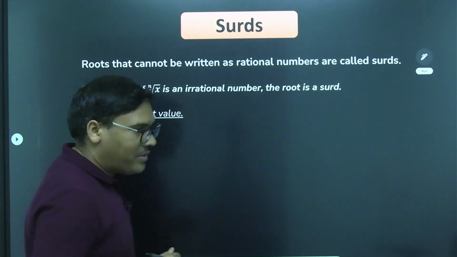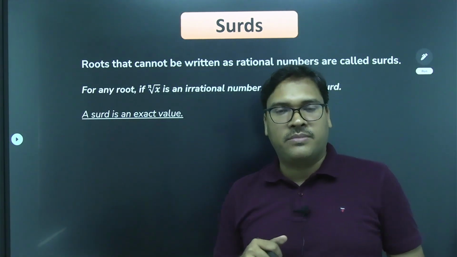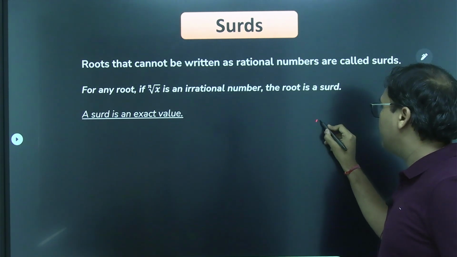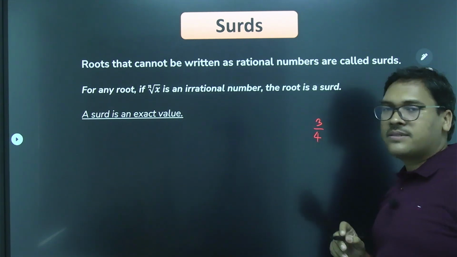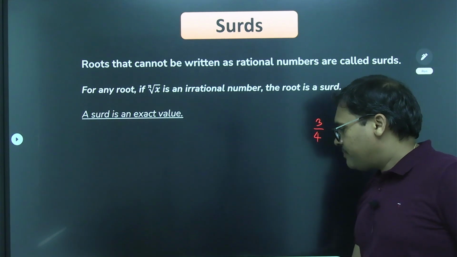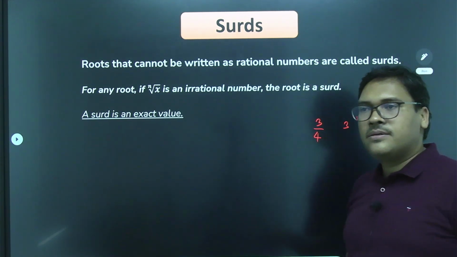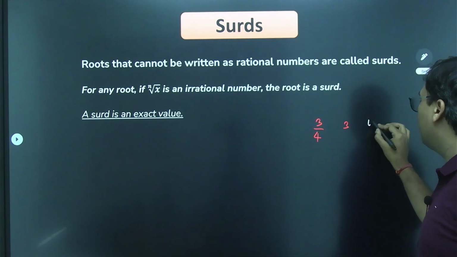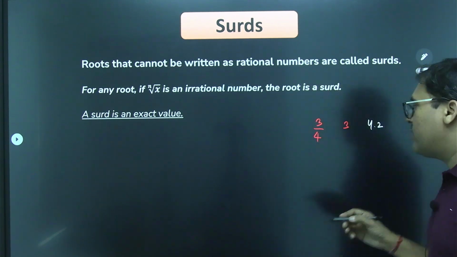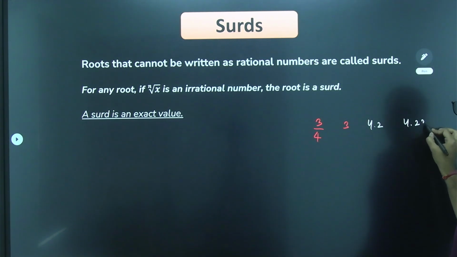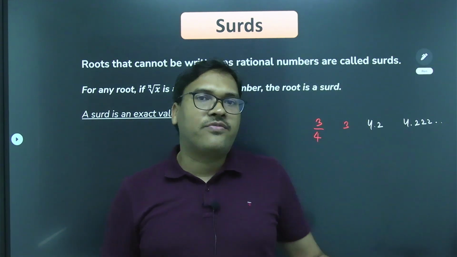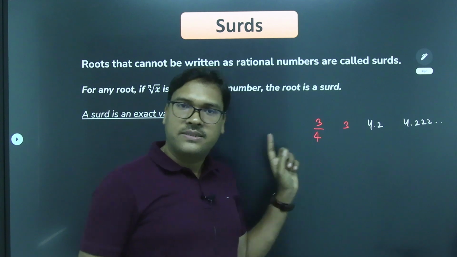When you talk about rational numbers or irrational numbers, first, what are the rational numbers? The numbers which are in fraction form, that is 3 by 4, or let us say 3, or the numbers which are terminating decimals, for example 4.2, or the numbers in decimal form which are recurring decimals, for example 4.22 and so on. This is a recurring decimal, and it can be converted to a fraction. That is why these numbers are rational numbers, correct.